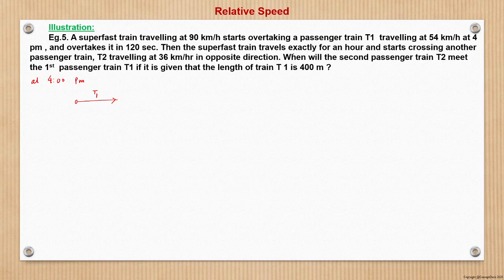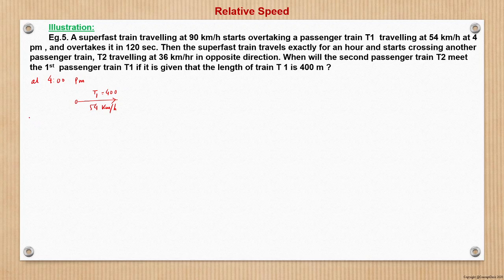Then the superfast train travels exactly for an hour and starts crossing another passenger train T2 traveling at 36 km per hour in opposite direction. When will the second passenger train T2 meet the first passenger train T1 if it is given that the length of the train T1 is 400 meters? So this T1 is given as 400 meters, and the speed of T1 is 54 kilometer per hour.